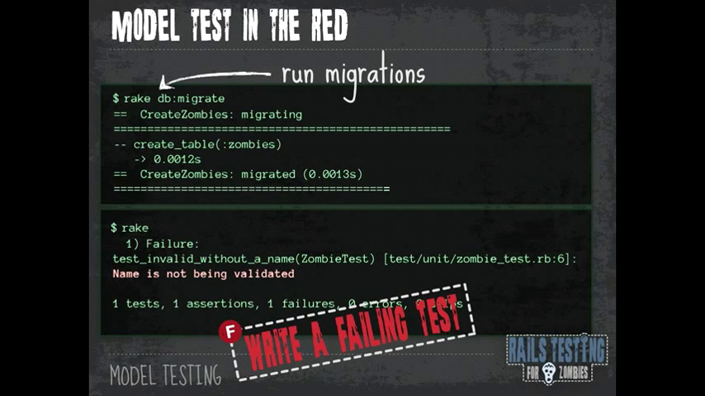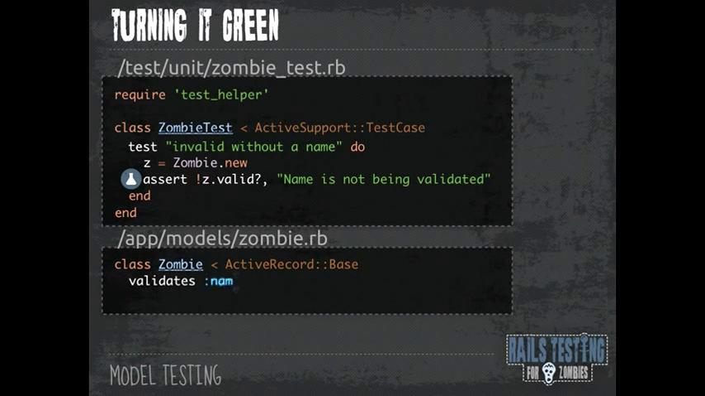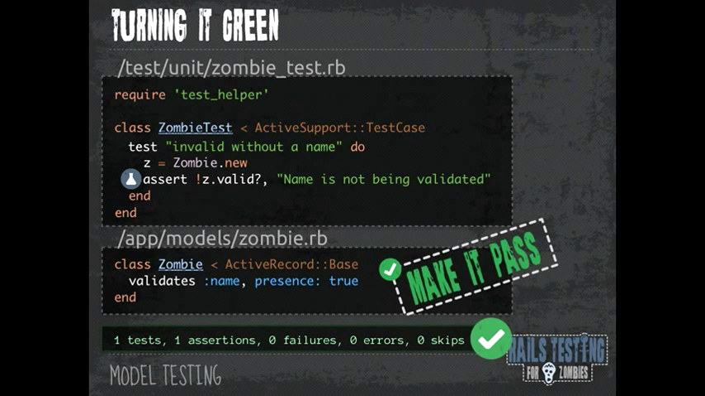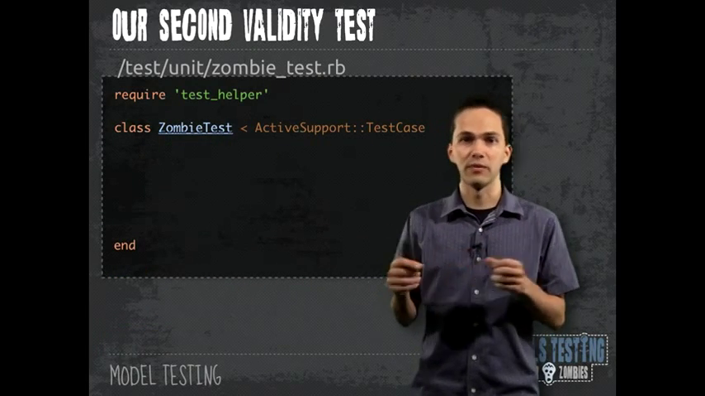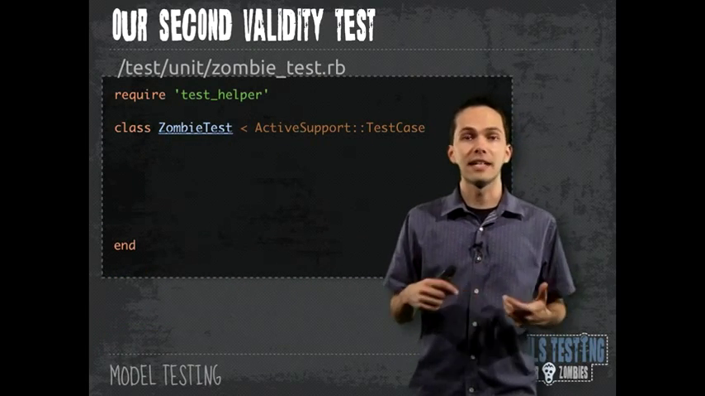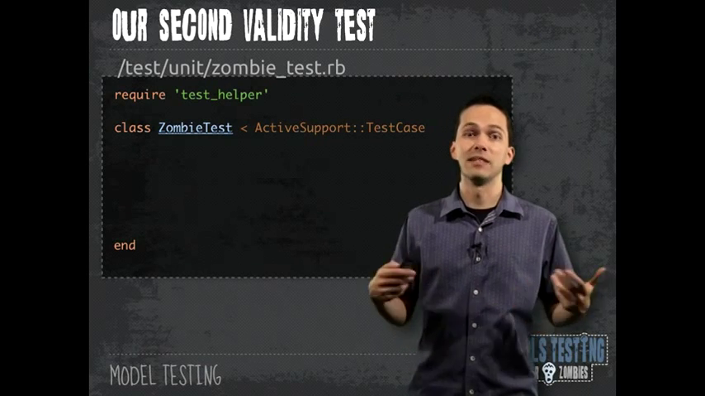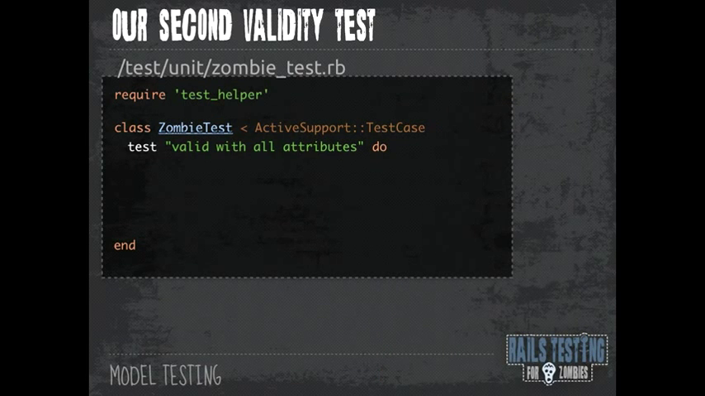So let's jump back now and write our validation. Here we are in our zombie.rb file, and all we have to write is validates :name, presence: true. If we run our tests again, they pass. Now that we've written a test to ensure that our validation fails if we don't have a name, let's write a test to make sure that if we have all the properties on zombie that it does pass, that it is valid. So we're going to test valid with all attributes.